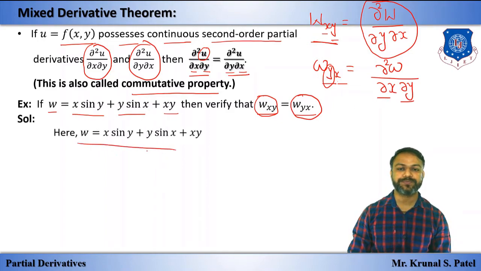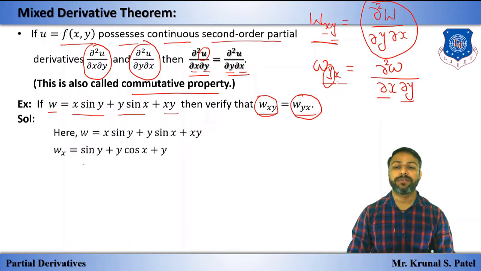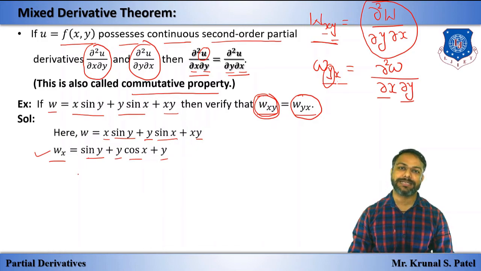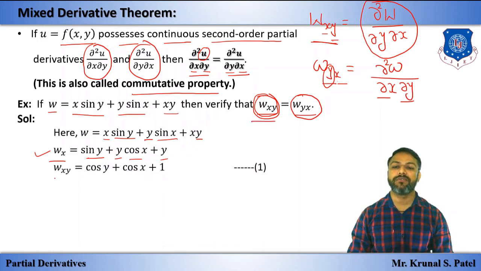First write down w. First we will differentiate with respect to x, because we want to find this term. So differentiation with respect to x partially, y is treated as a constant, so sin y is constant and differentiation of x is 1. Same way y is constant, differentiation of sin x is cos x. Same way y is constant, differentiation of x is 1. Now we differentiate this w_x with respect to y, so we will get w_xy.